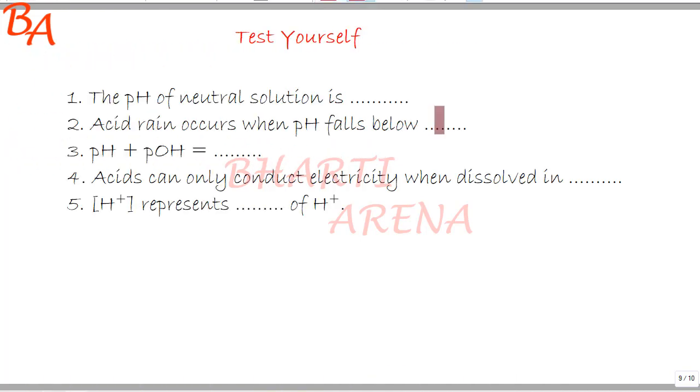Now it's time to test yourself. First question, the pH of neutral solution is dash. Second, acid rain occurs when pH falls below dash. Third, pH plus pOH equals dash. Fourth, acids can only conduct electricity when dissolved in dash. Fifth, hydrogen ion concentration represents dash of hydrogen ion. This represents dash of hydrogen ion.